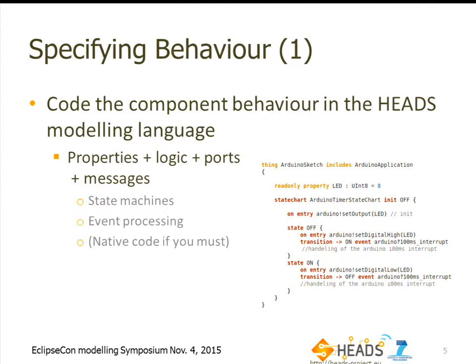So there is a modeling language for specifying the behavior. The syntax looks quite readable, I think. To define a thing, you define its properties, you define some logic, you define ports and the kinds of messages that you can send and receive. For the logic, one very useful paradigm are state machines. In the modeling language directly you have roughly what you get in UML2 for state machines.